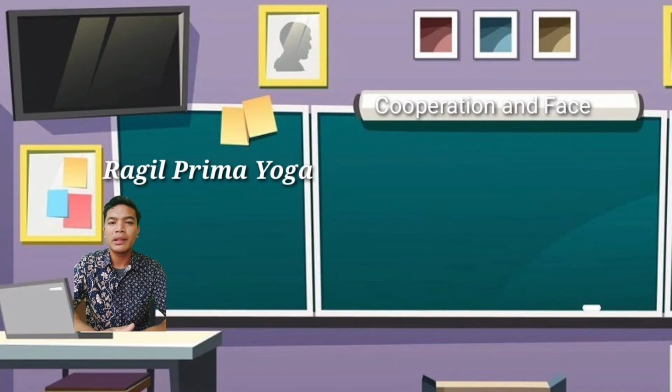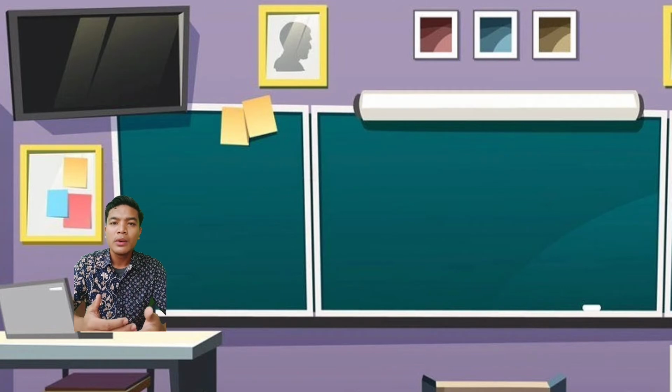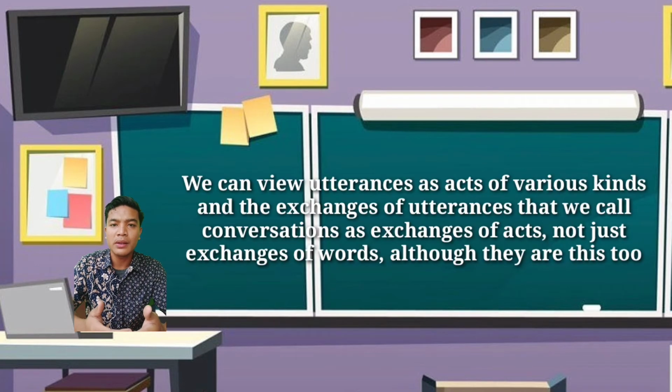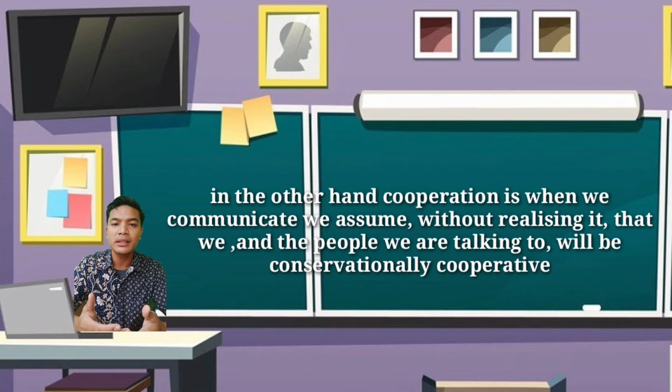Hello everyone, I'm Ragil. Now I'm going to explain about cooperation and face. We can view utterances as acts of various kinds, and the exchange of utterances that we call conversation as an exchange of acts, not just an exchange of words, although it is these too. On the other hand, cooperation is when we communicate, we assume without realizing it that we and the people we are talking to will be conversationally cooperative.